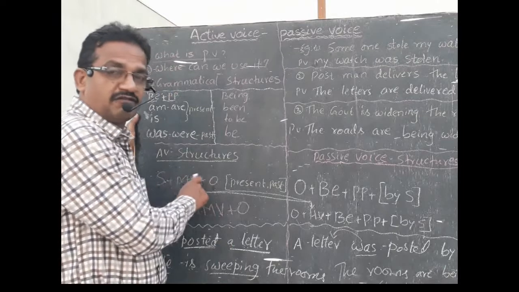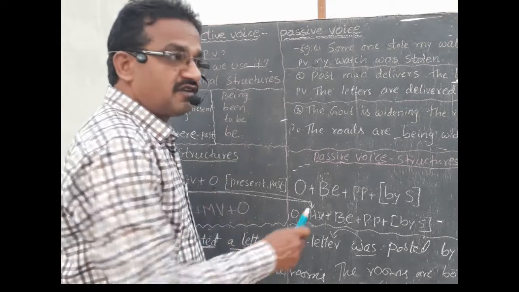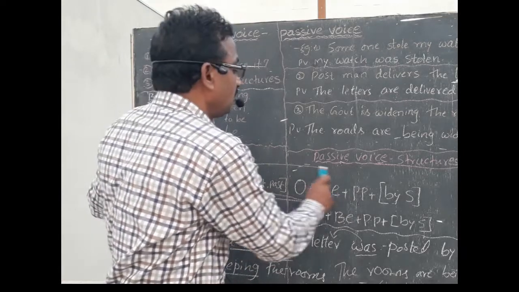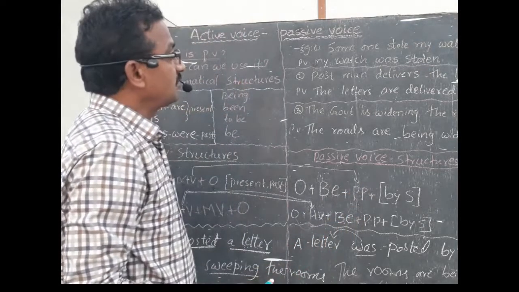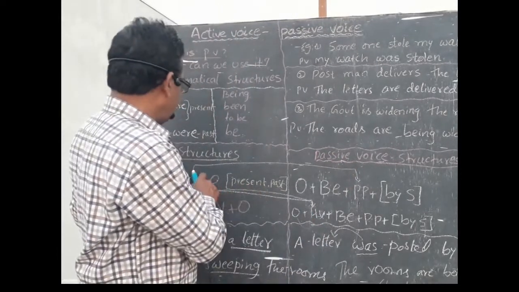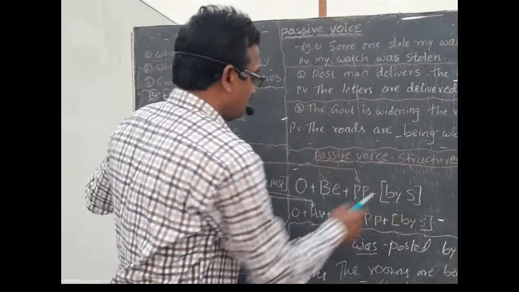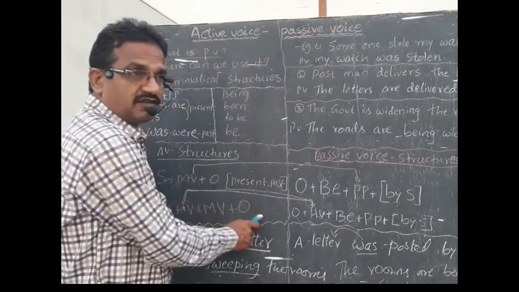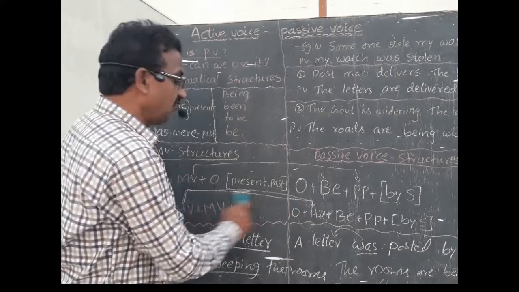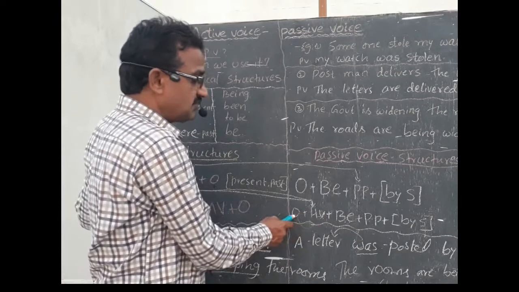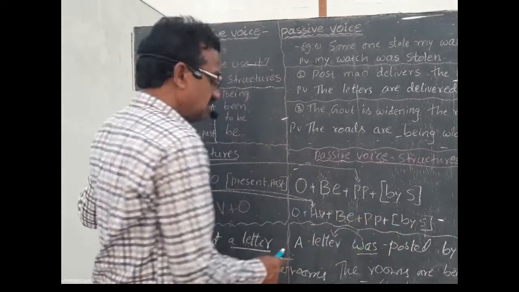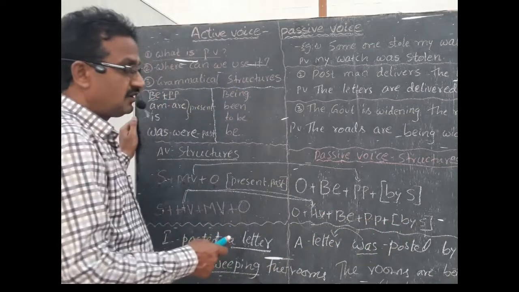When the structure is subject plus main verb plus object, and the main verb is present, present be forms are possible here: am, is, are, and the main verb should be changed into a past participle. The subject of the active verb is not important. When you want to place the subject, you can use by plus subject. When the structure of the sentence is subject plus helping verb plus main verb plus object, the same helping verb is possible, but the verb must agree with the subject of the passive verb, and the be form should be placed according to the tense of the active, and by plus subject. When you observe these two sentences, you can understand.